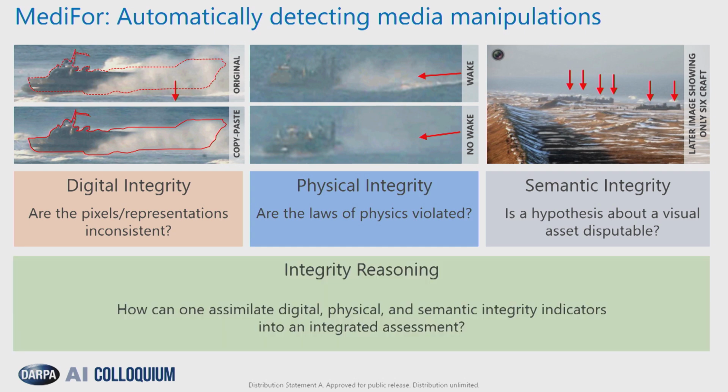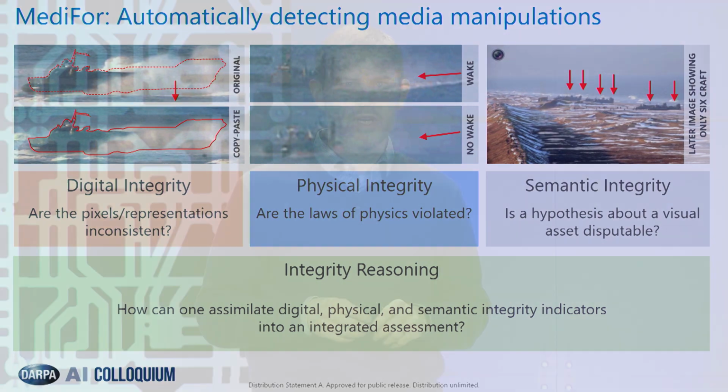We're also building automated approaches to reason across all these levels of information. In our last full-scale evaluation last summer, we had over 50 automated manipulation detectors. And so we seek to combine all that information to produce a single integrity score that captures everything that we know about a single media asset.